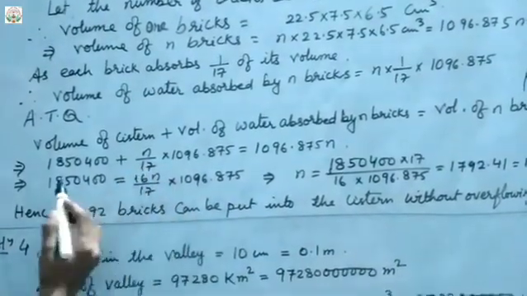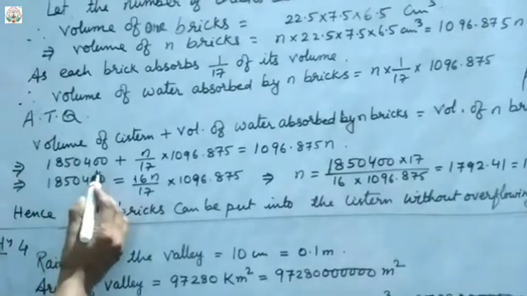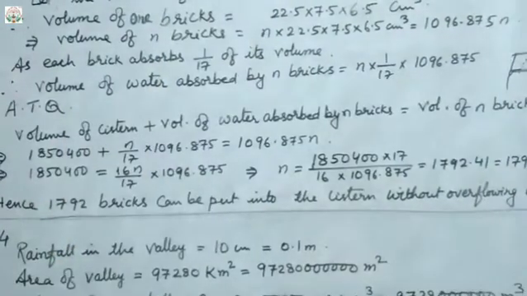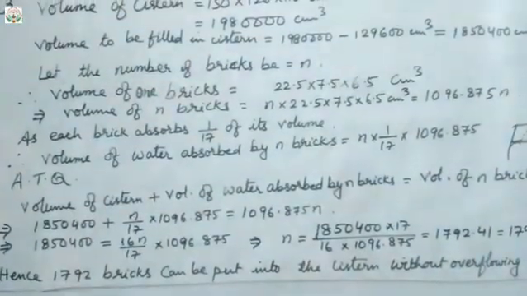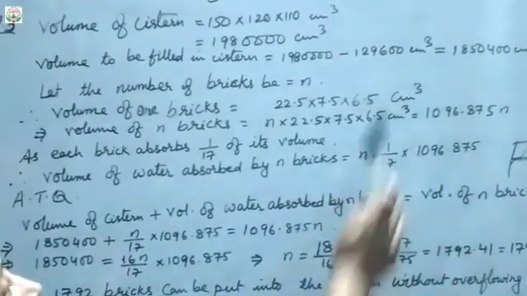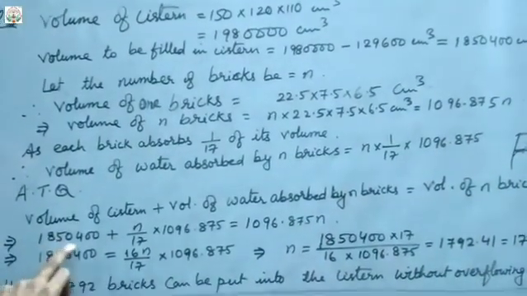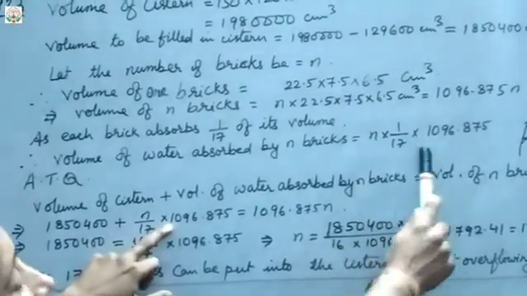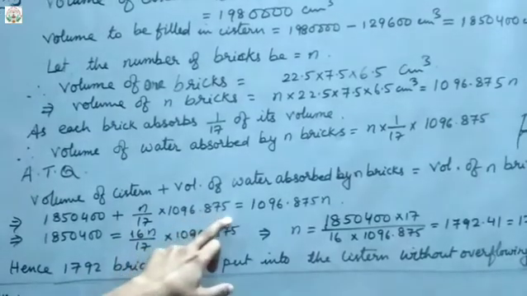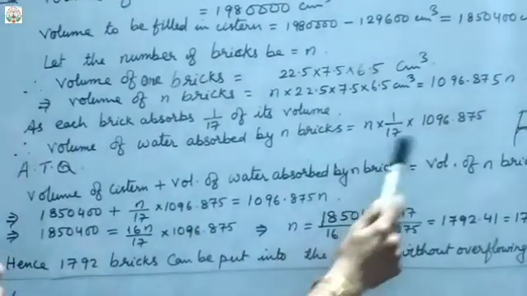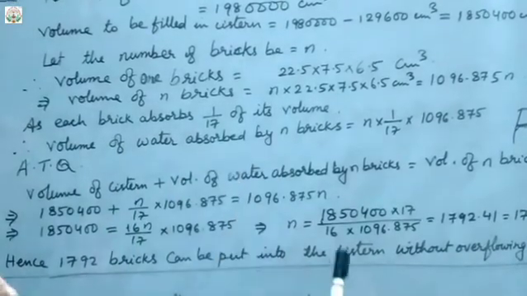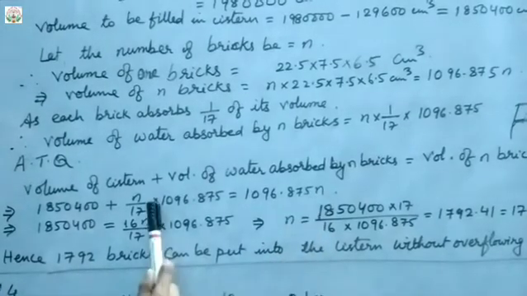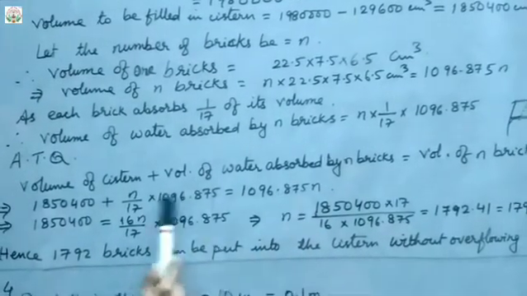So that is equal to 18,50,400 plus, because the volume of the cistern we already got there. Okay, the cistern is how much? We got it to be filled, that is 18,50,400 plus n into n upon 17 into this one, that is 1096.875, equals the number of bricks, n bricks, that is 1096.875 n. Now bring these variables, the n terms, to this side.